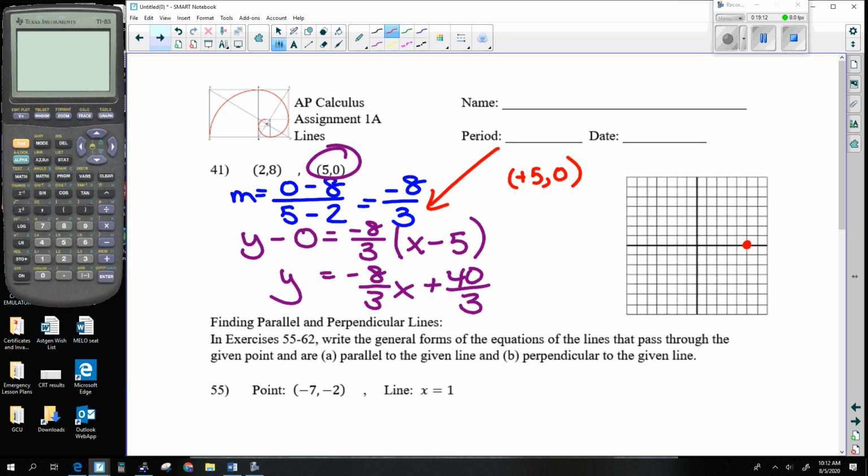Otherwise, I would have had a point of 2, 8. Just putting this 2, 1, 2, 3, 4, 5, 6, 7, 8 off 1. So this is what I have.